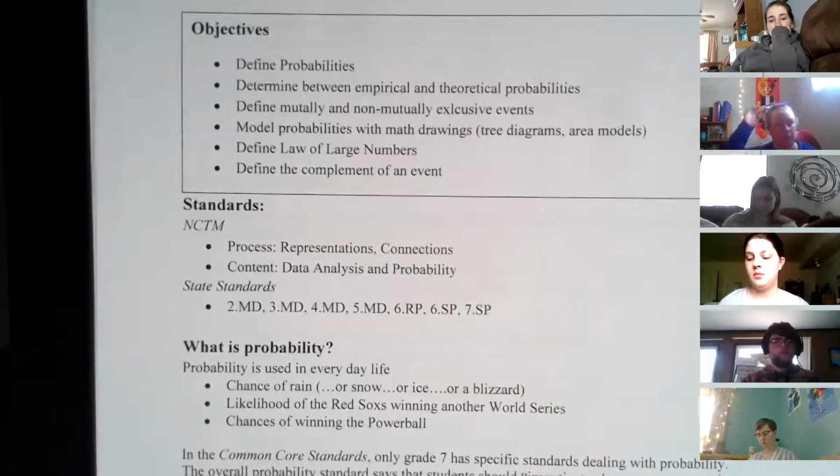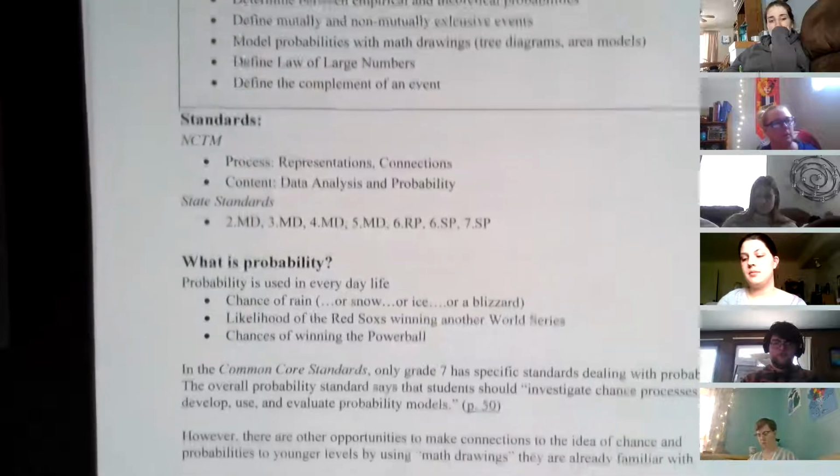So here we're going to be talking about probability, the difference between empirical and theoretical, mutually versus non-mutually exclusive events. Then we'll talk about modeling probabilities with drawings, the law of large numbers, and then what an actual complement of an event would be. So we're not going to give it a compliment, or say nice things about it. We'll be talking about what happens in the opposite of that event happening.